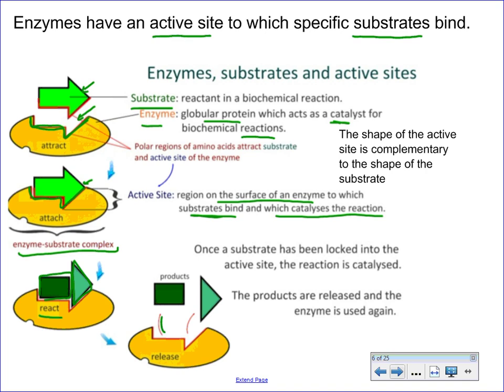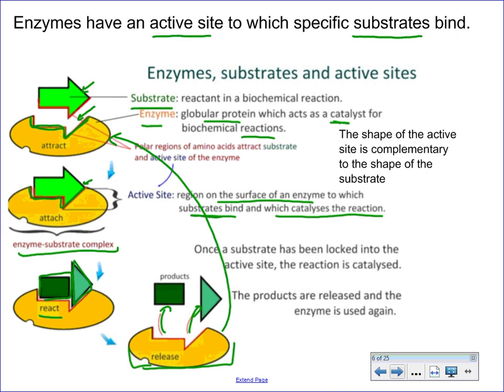The products then get released from the active site to be used elsewhere within the cell. Now, the enzyme is unchanged at the end of this reaction and can be utilized over again in this process. So it's ready to bind more substrate and perform this reaction again.